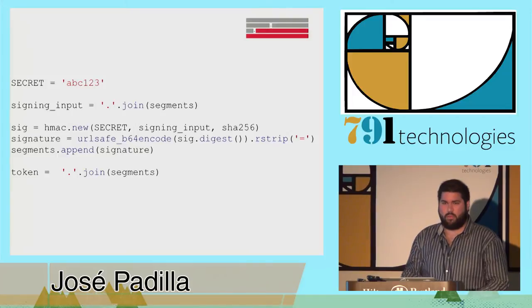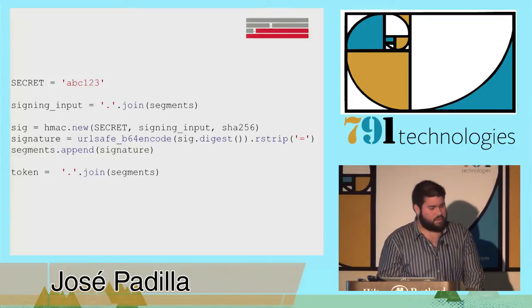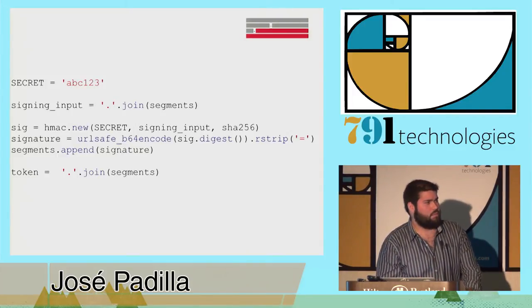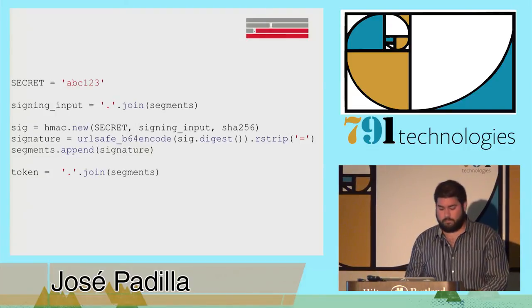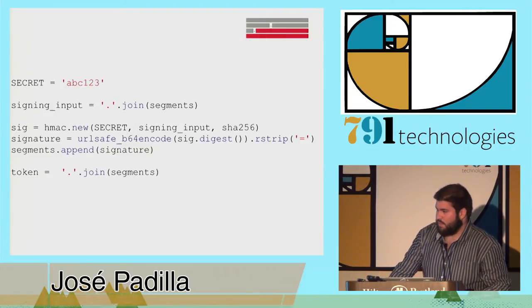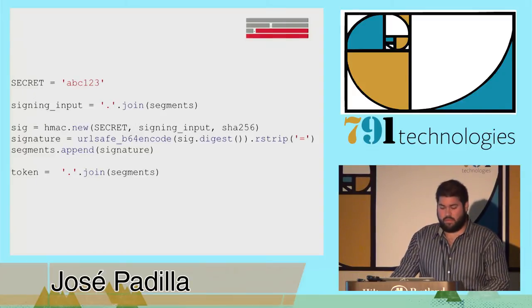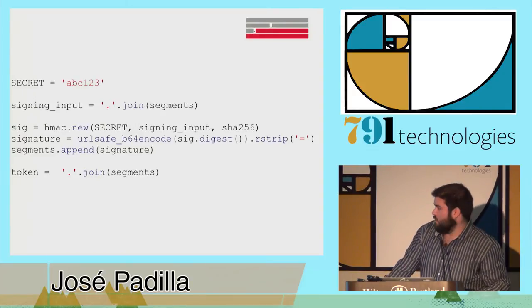To create the signature, we need a secret key. And this secret key is shared between the two parties that will actually be encoding and decoding this token. In this case, my secret key is ABC123. That's not very secure, but it'll do for now.